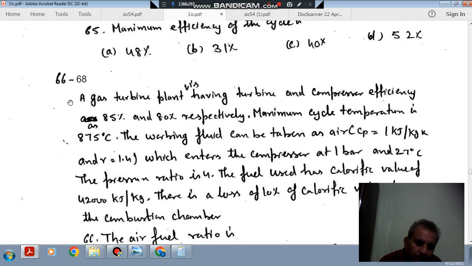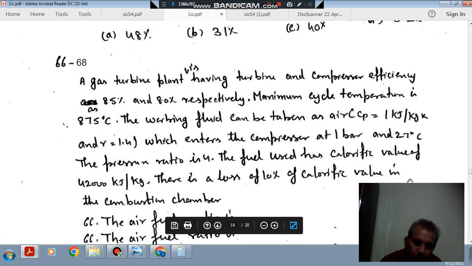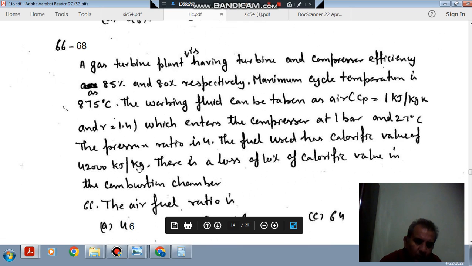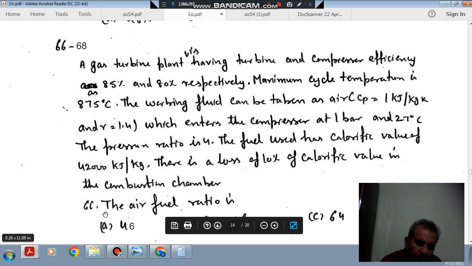The statement is: a gas turbine plant is having turbine and compressor efficiency as 85% and 80% respectively. Maximum cycle temperature is 875 degrees Celsius. Working fluid can be taken as air, with Cp equal to 1 kilojoule per kilogram per degree Kelvin and gamma equal to 1.4, which enters the compressor at 1 bar and 27 degrees Celsius. The pressure ratio is 4. The fuel used has a calorific value of 42,000 kilojoule per kilogram. There is a loss of 10% of calorific value in the combustion chamber.